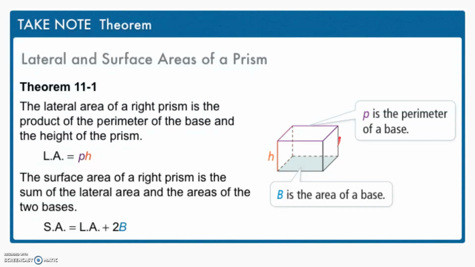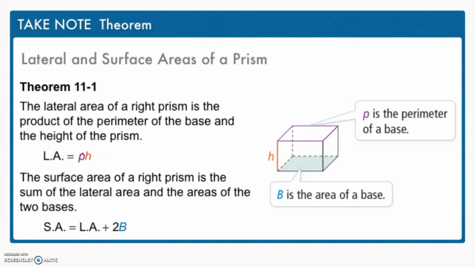What it's not going to include is the top and the bottom of the box. So those would not be included in lateral area. Lateral means side, so the top and bottom are not going to be included in the side area, but the top and bottom are going to be included in the surface area, which is the sum of all the surfaces of this box. So the lateral area of a right prism is actually super easy to find.